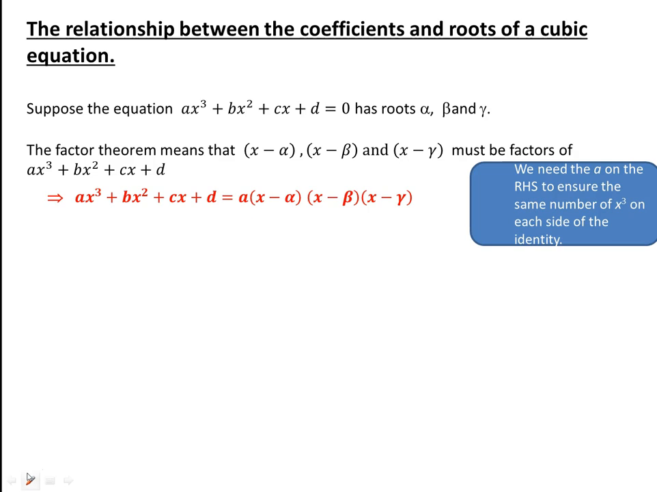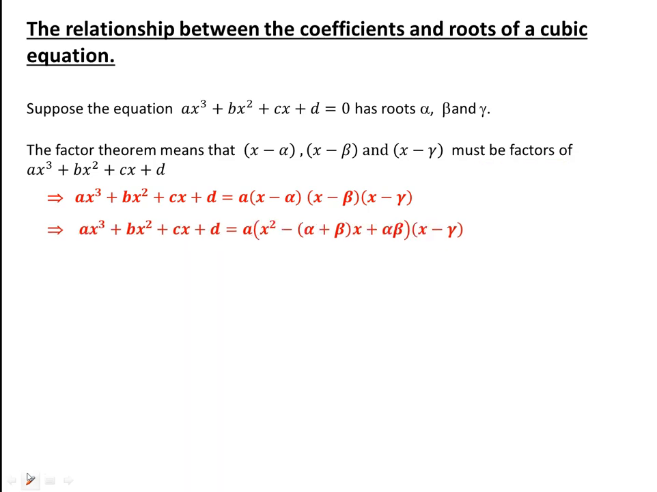So we've got ax cubed plus bx squared plus cx plus d must equal a times (x minus alpha)(x minus beta)(x minus gamma). We can multiply out the right hand side. So the sensible thing might be just to multiply out (x minus alpha)(x minus beta) first of all and leave the (x minus gamma) untouched.